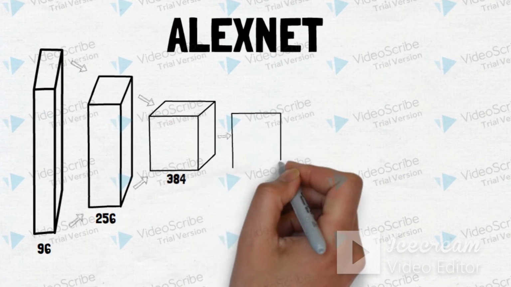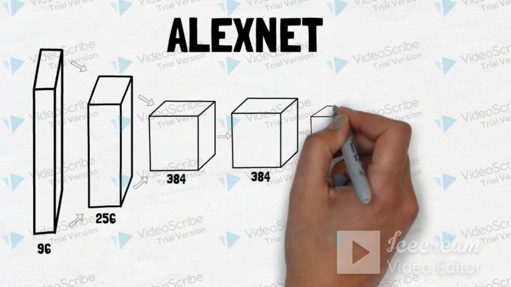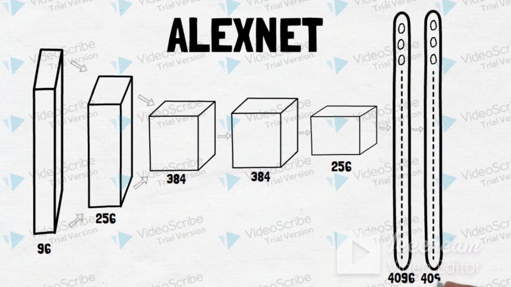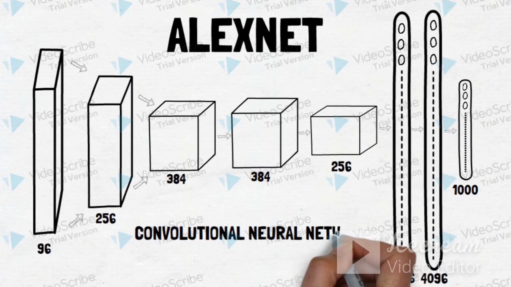Eventually, they are fed into three one-dimensional vectors. One of the one-dimensional vectors is 4096, the next one is 4096, and the last one is 1000. The 1000 corresponds to the number of labels within the ImageNet dataset. That means there are 1000 different categories of images to be classified to. All in all, this is a convolutional neural network architecture, and that is often abbreviated as CNN.